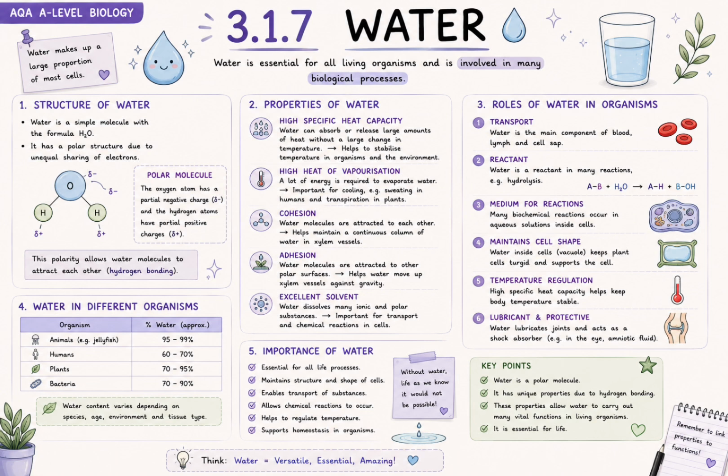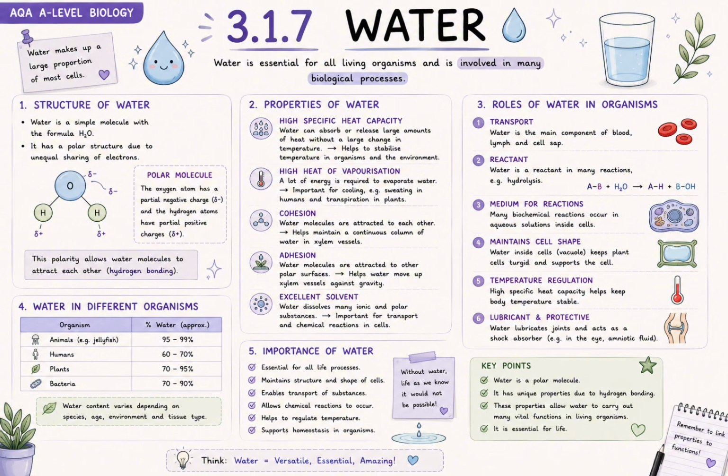Because of this polarity, water molecules form hydrogen bonds with one another. These hydrogen bonds are responsible for many of water's remarkable properties. One of these properties is its high specific heat capacity. Water can absorb or release large amounts of heat energy without undergoing significant temperature change. This helps stabilize both internal body temperatures and environmental conditions. Water also has a high latent heat of vaporization, meaning a large amount of energy is required to evaporate it. This makes water extremely effective for cooling mechanisms such as sweating in humans and transpiration in plants.